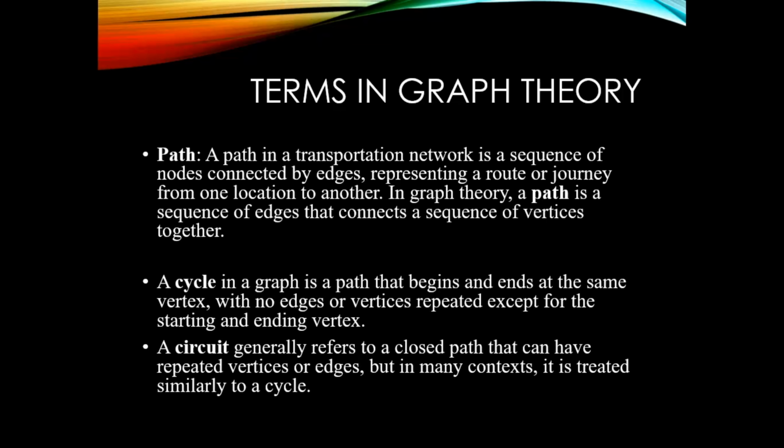Now, the next point is a cycle. A cycle in a graph is a path that begins and ends at the same vertex, with no edges or vertices repeated except for the starting and the ending vertex. And we also have a circuit. I'm going to be explaining the breakdown of this in the next slide.